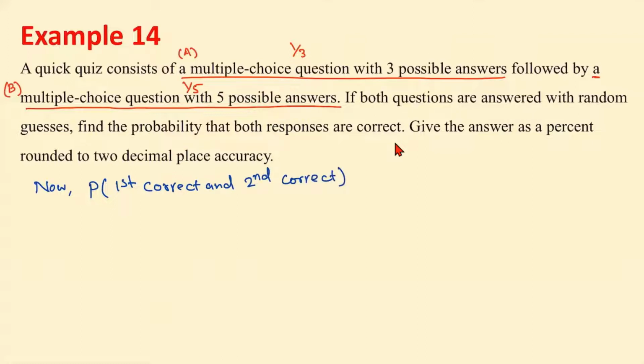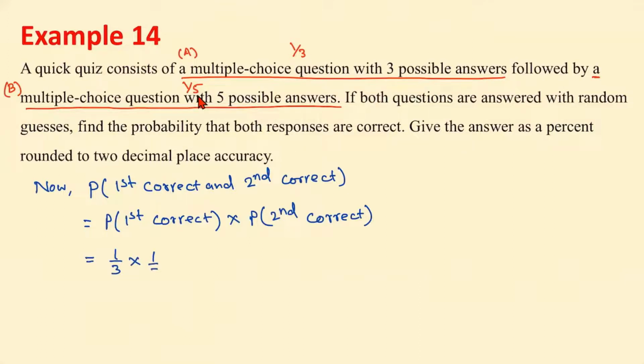Because we have "and", this is multiplication. So this is equal to the probability that they get the first one correct times the probability that they get the second one correct. And what we know is the probability that they make the first one correct, we have seen here, is 1/3, multiplied by the probability that they will get the second one correct, 1/5, which is the same as 1 out of 15, or 0.0667.